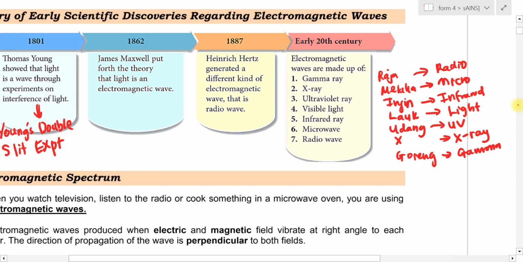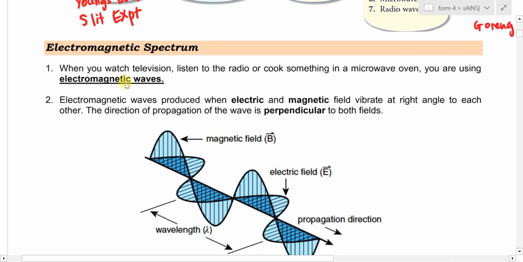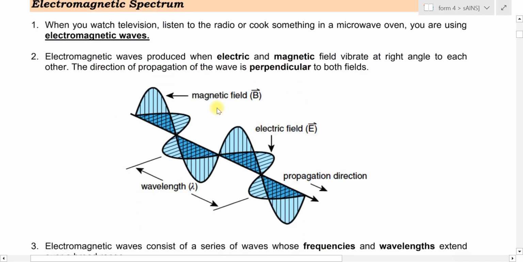Okay, sir. Okay. This is what we call the electromagnetic spectrum. When you watch television, listen to radio, cook something in microwave, you are using electromagnetic wave. Electromagnetic wave produced when electric and magnetic field vibrate at right angle. That means 90 degree to each other. The direction of propagation of wave is perpendicular to both field. Maksudnya, kalau magnetic field dia bergerak horizontal, electric field dia akan bergerak vertical. 90 degree to each other.